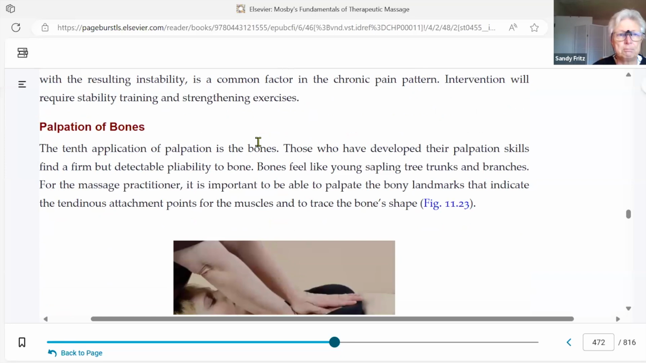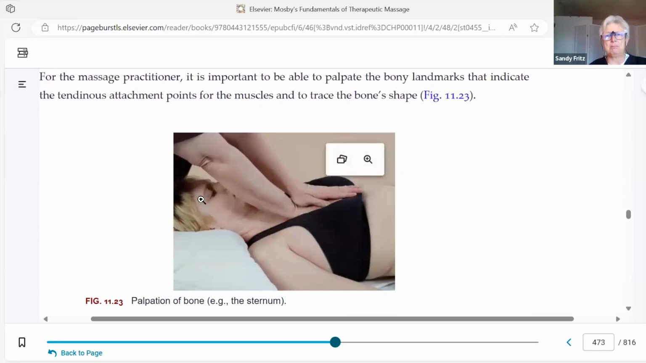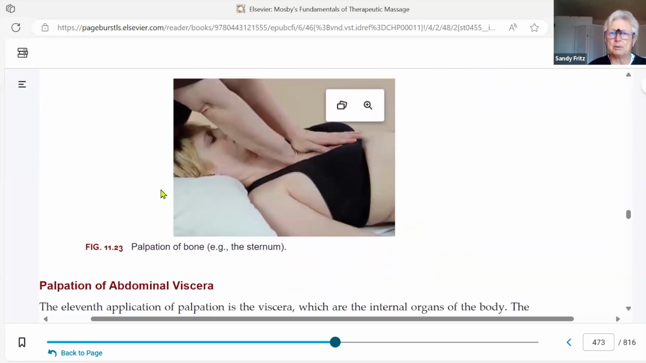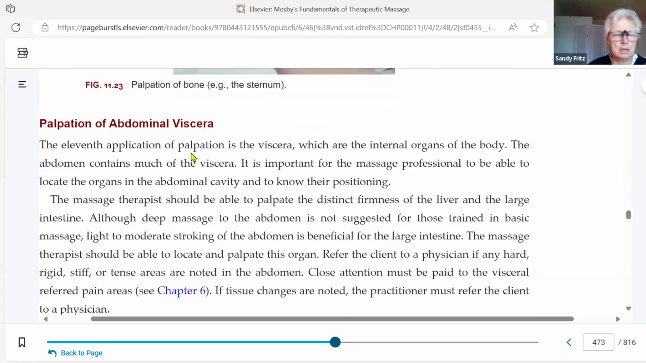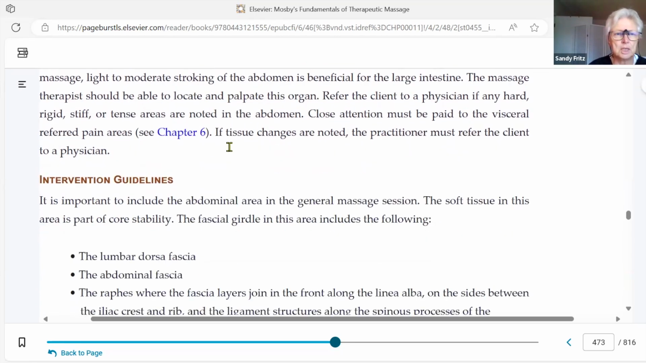And here's your bones, and we can palpate bones. There are areas on the body where the bones are very surface and under just a very thin layer of tissue. The sternum here is an example. Ribs, bones here around the skull, in the fingers and the toes.